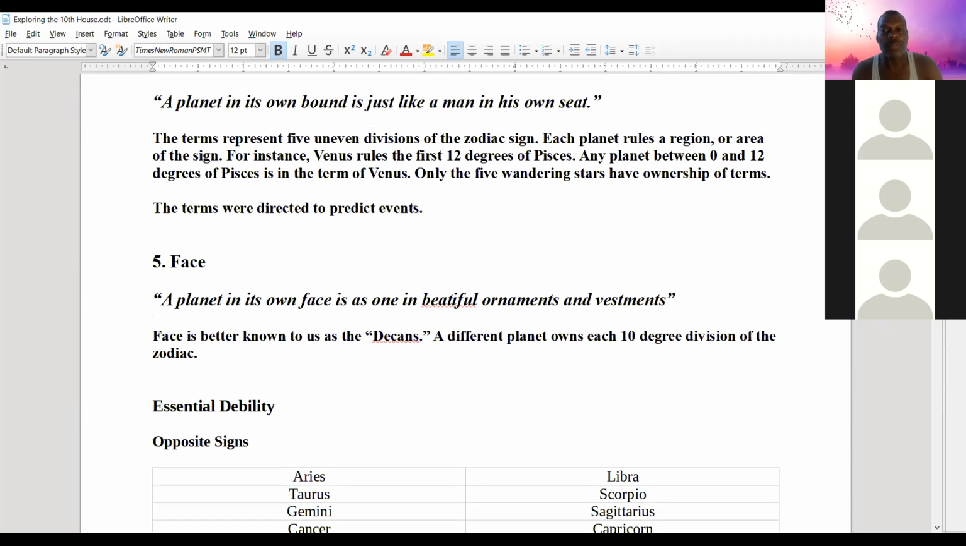And then the very last is face. Face is the same as what we know as decans, right? The 36 decans, and decan means an area of 10. It's an area of 10. A different planet, including the sun and the moon, owns each 10-degree division of the zodiac.